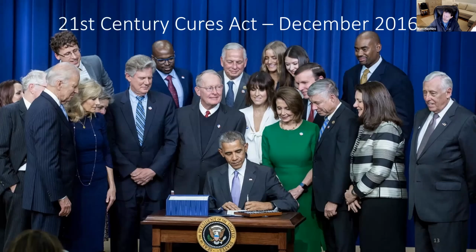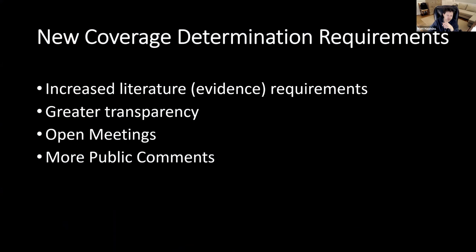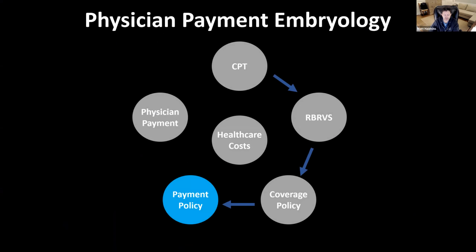The 21st Century Cures Act was passed in 2016 with an attempt to improve the transparency with which private payers develop their coverage policies. They're supposed to provide a little bit more literature requirements, greater transparency, open meetings, and allow time for more public comments. But I'll be really honest, we're a little over 5 years into this, and I don't think we've seen much improvement. So private payers are still a bit of a mystery.